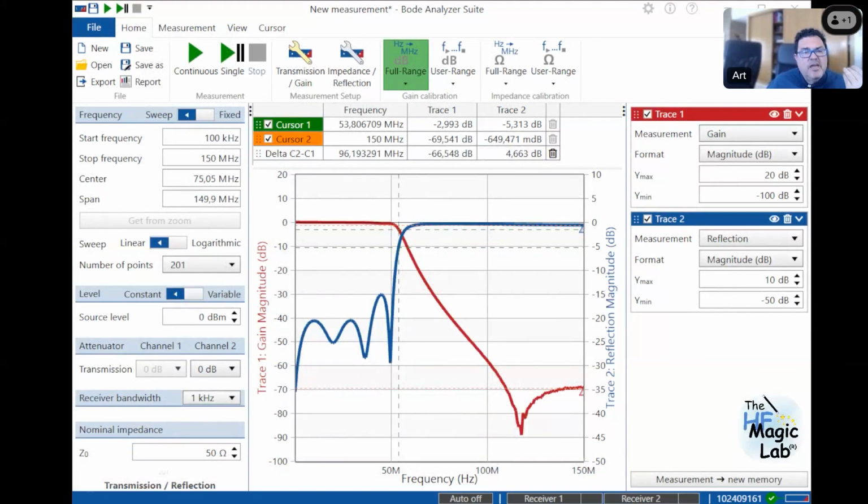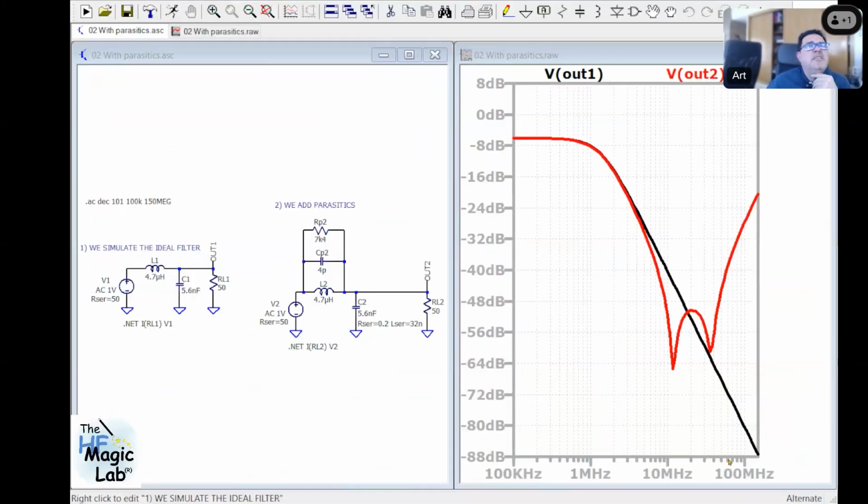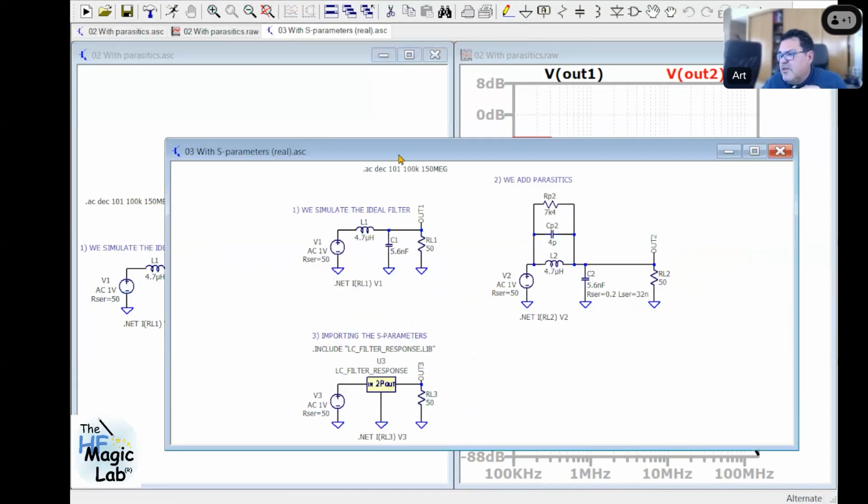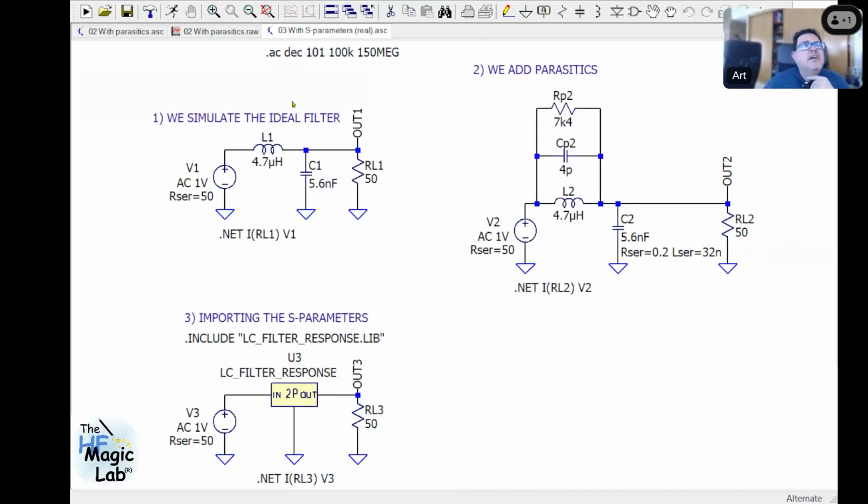So let's go to the screen of LTspice, and let me open, instead of this file, let me open the next step in our simulation, okay? You see here that I have the previous ideal filter, I have the filter with the parasitics, and I have here another one where I am importing the results of my measurements. And this is very important, because the filter I can measure will be a real filter, no?